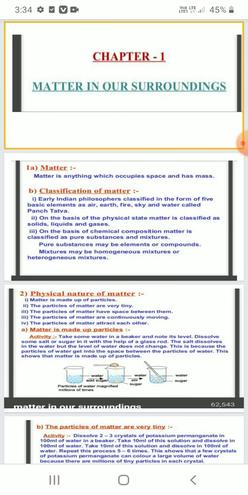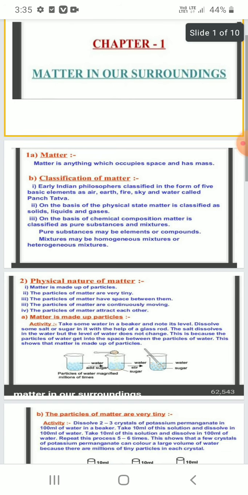So, what is the definition of matter? What do you mean by matter? I think you studied in lower classes also. Matter is anything which occupies space and has mass. Anything which occupies space and has mass is nothing but matter. We call it matter.